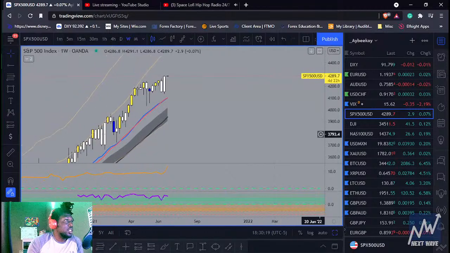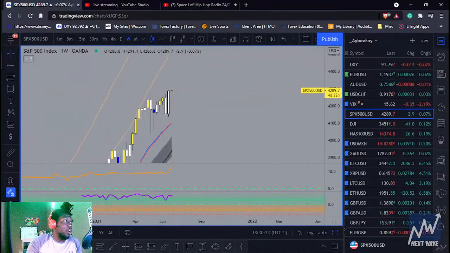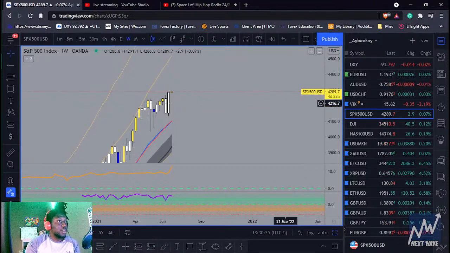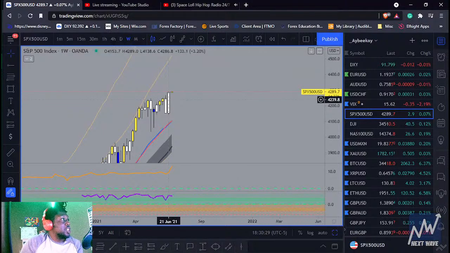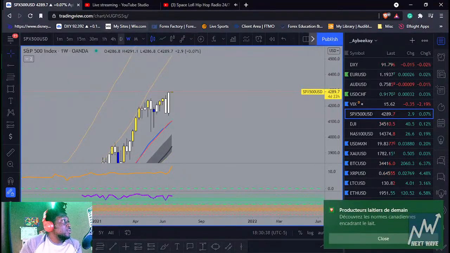Oh my goodness, man. Look at this. Bullish engulfing candle at all-time highs, creating more all-time highs on the S&P. That's why I haven't been trading this, because it goes up and then it will drop hard, then it keeps going up. It's just not for me, you know?